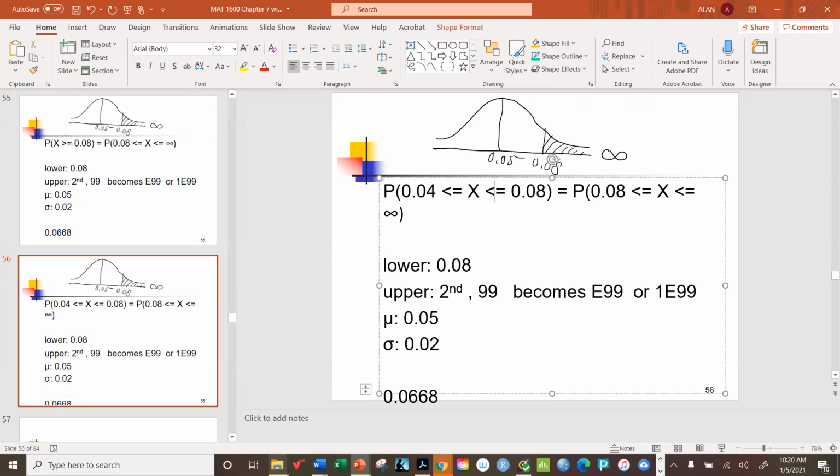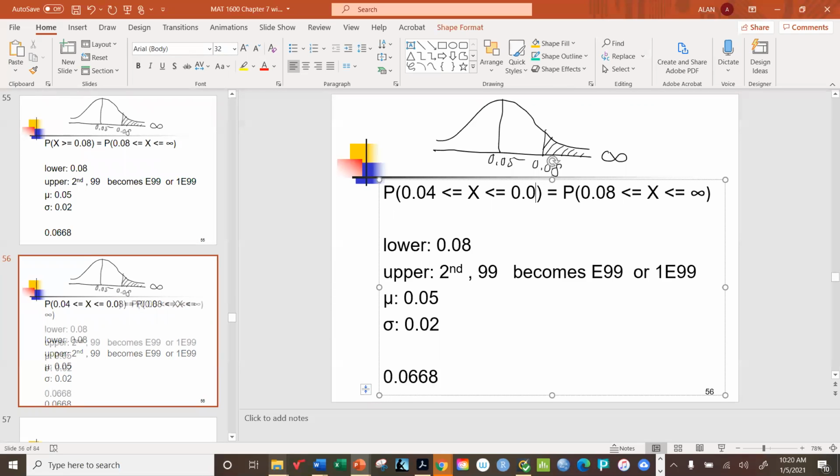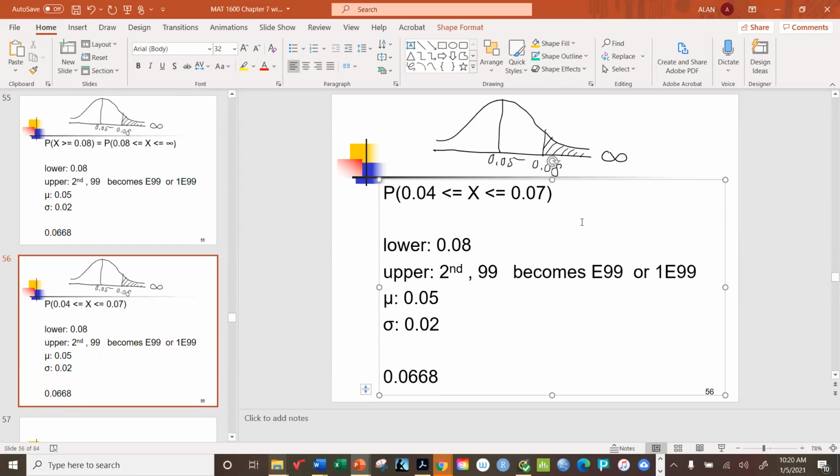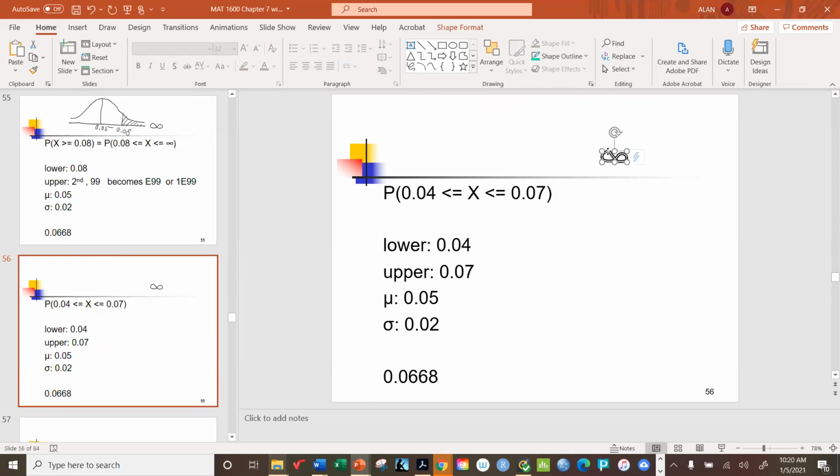Okay, so this is one of those in-between problems where with the tables, we have to calculate two different probabilities and subtract one from the other. Here, you can enter this directly into the calculator, and you don't even need to mess around with infinity because it's simply the area between 0.04 and 0.07. So for this graph, we're just literally looking for the area between 0.04 and 0.07, where 5 is in the middle.